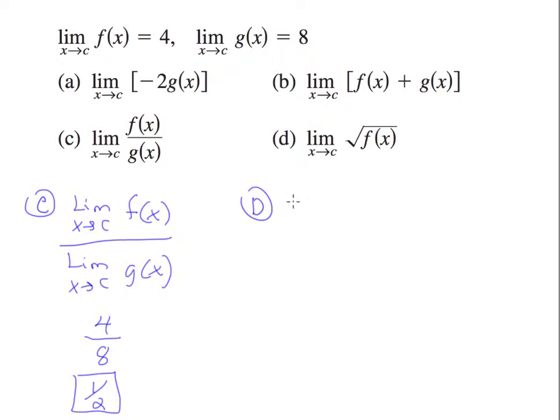Finally, I'm going to use my radical rule, and I'm going to put the limit inside the radical, so limit as x goes to c of f of x, and then I'm going to square root that answer. So that becomes the square root of 4, which is simply 2.